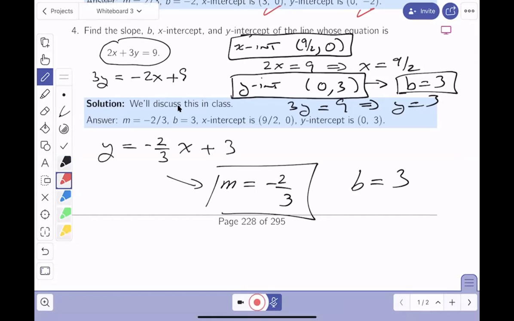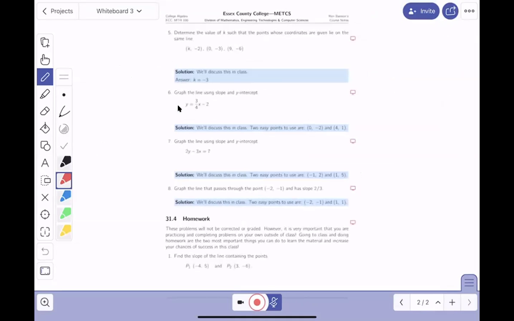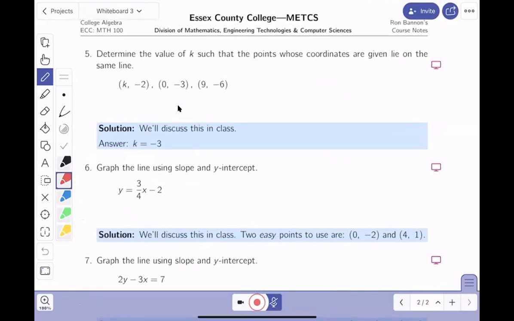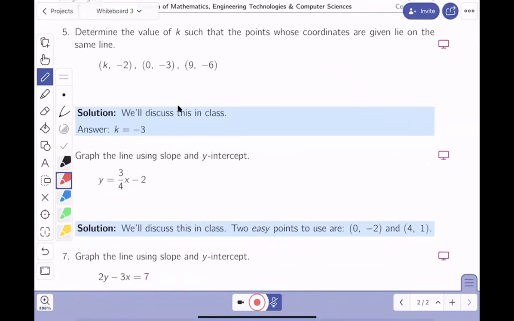Let's check our key, see how we did. M is -2/3. B is 3. X-intercept is (9/2, 0). And Y-intercept is (0, 3). Okay, let's keep going. And let's put number 5 down. Now, number 5 conceptually for a lot of students is difficult. They're looking at it, they wonder, what would you do to do that problem over here?